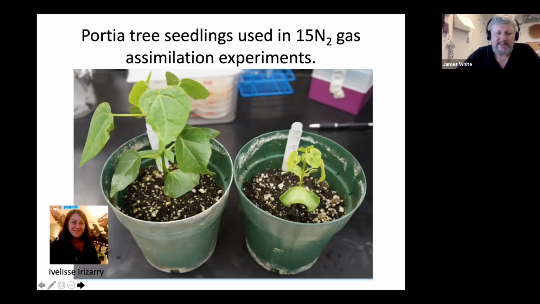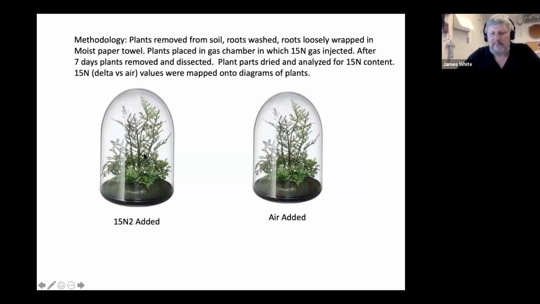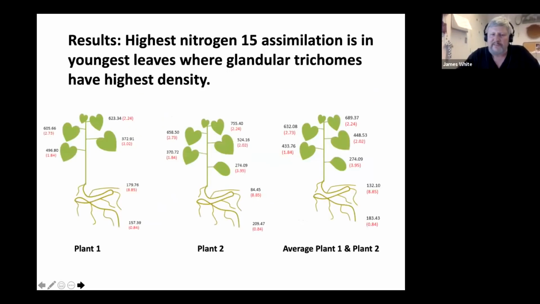So that's what these experiments are about. You see these chambers, one with air, one with the N2 in it. You let the plant stay in there for 5, 6, 7 days, then take the plants out, dry them up, and analyze them for the 15N versus 14N ratio, and you get your answer about whether or not nitrogen fixation is happening in those tissues.